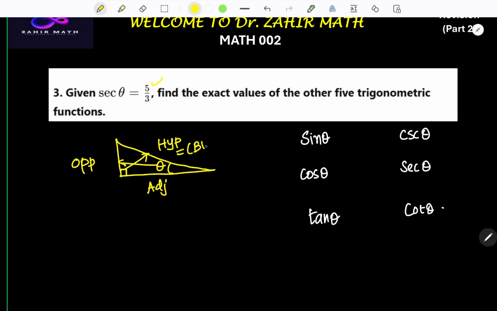This is the biggest side. Keep in your mind, big, big, big. Okay, yeah, right. Because when you are using Pythagoras theorem, here it is plus, here it is minus, and here it is minus. So you can use this theorem.